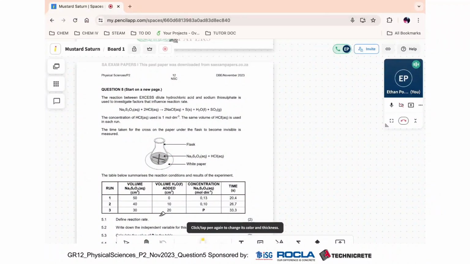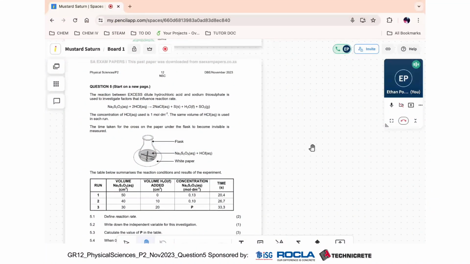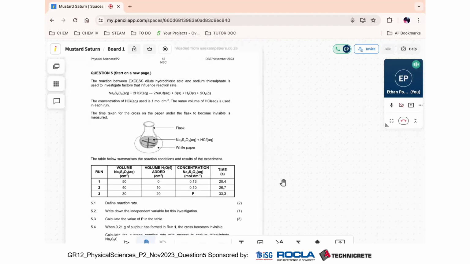Hey everyone, we are continuing with Physical Sciences, Grade 12, November 2023, Paper 2. That's chemistry. We've already covered the first four questions in previous videos, and now we're going to look at question 5. So, diving right into it, question 5 has got a bit of preamble here that we got to read. They give us quite a bit of information. So let's go through it and make sure we highlight any important information before we get to the actual questions.